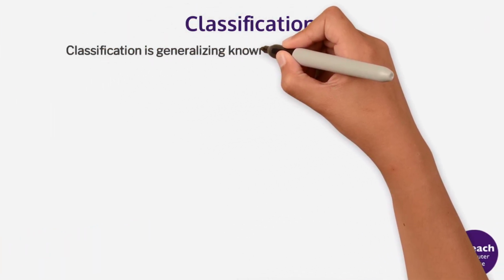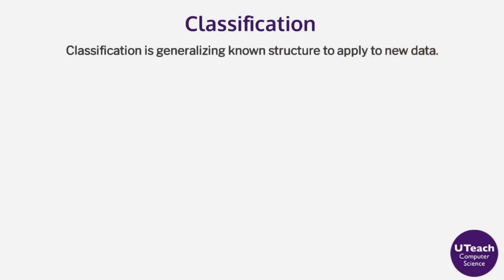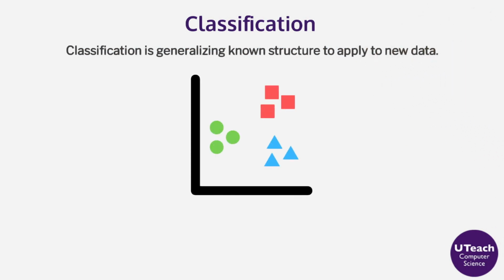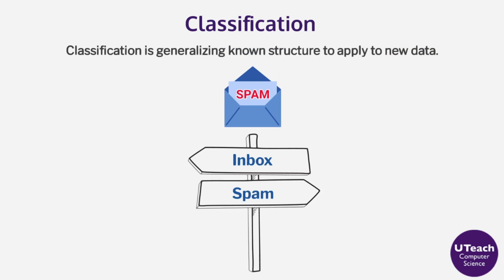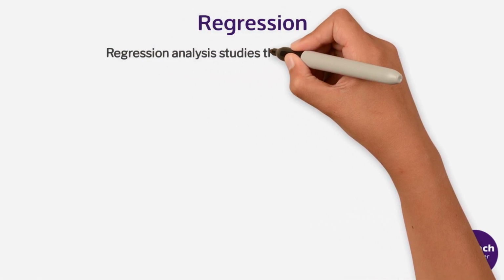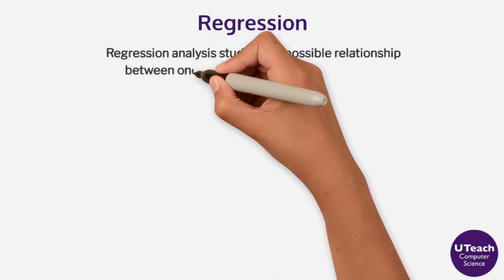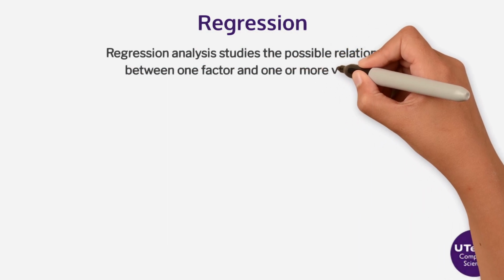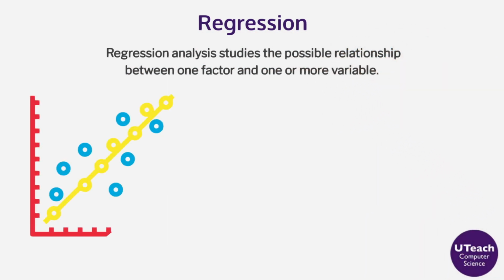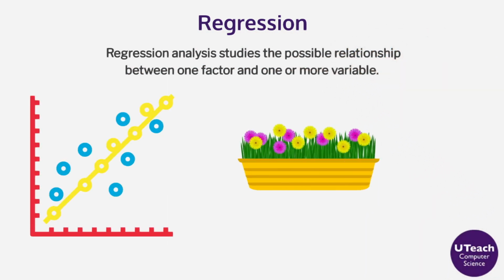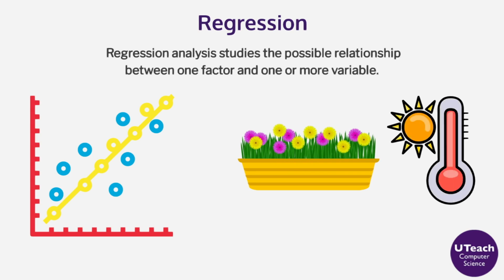Classification is generalizing known structure to apply to new data. For example, an email program might attempt to classify an email as legitimate or as spam. Regression analysis studies the possible relationship between one factor and one or more variables. An example might be a landscape nursery projecting sales of their bedding plants increasing during the spring and summer months when the weather is warmer.